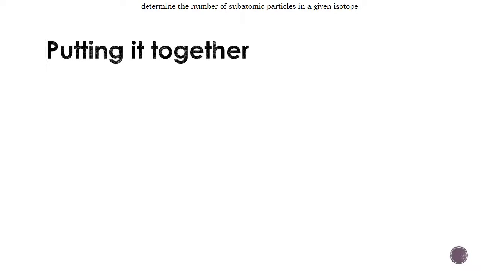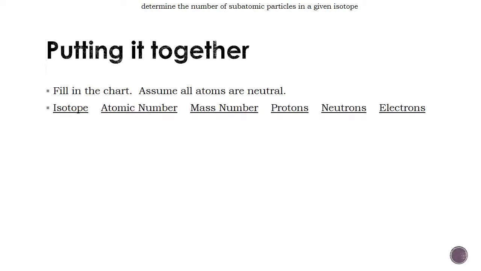So let's put this all together. There's going to be a chart that'll pop up. I'll just go ahead and click again so you can see it. You will be given at least one piece of information for the chart, and then you need to fill in the rest. Now assume all the atoms are neutral. If you recall what that tells us, it is that the number of protons must equal the number of electrons. So let's just do a few examples here together first.